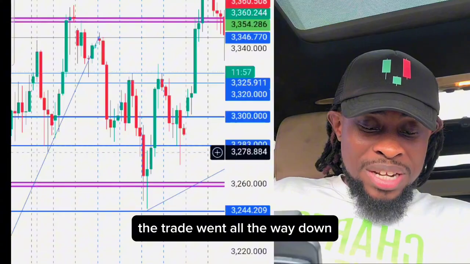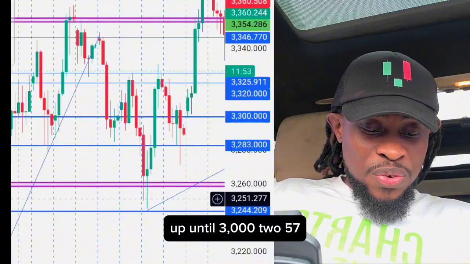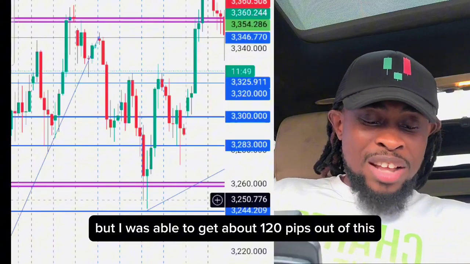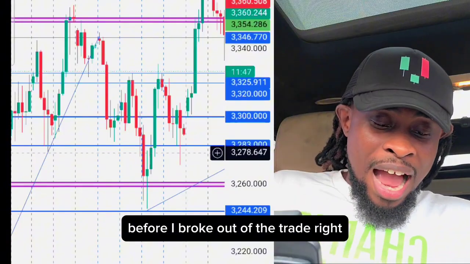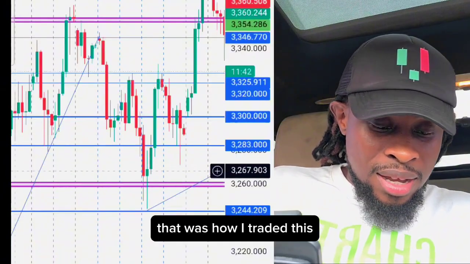The trade went all the way down, the candle went all the way down up until 3,257, but I was able to get about 120 pips out of this before I came out of the trade, right? That was how I traded this.